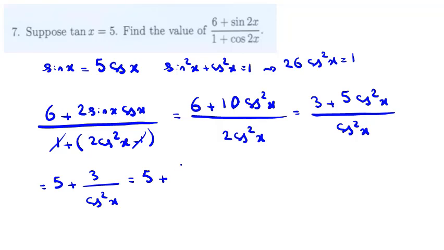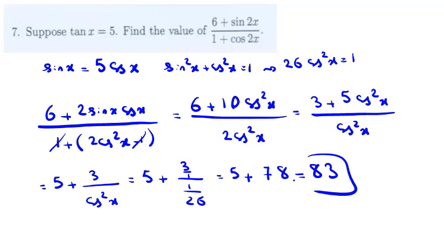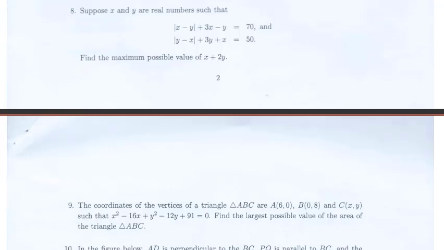So it will be 5 plus 3 over 1 over 26. Here it's 1, so it will be 5 plus 3 times 26. 3 times 6, 18. We have 1. 3 times 2, 6 plus 1, 7. 78 plus 5, which equals 83. So the answer is equal to 83.